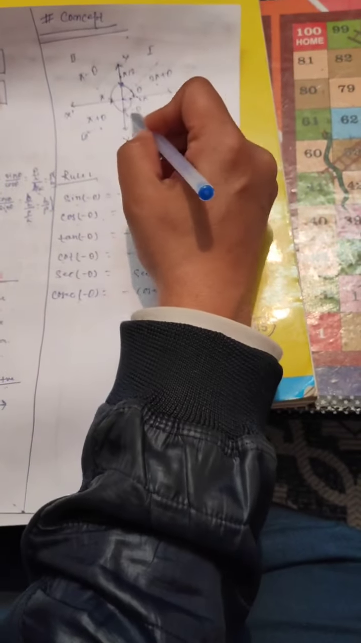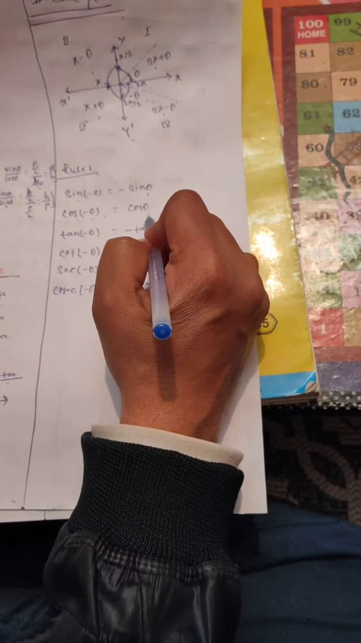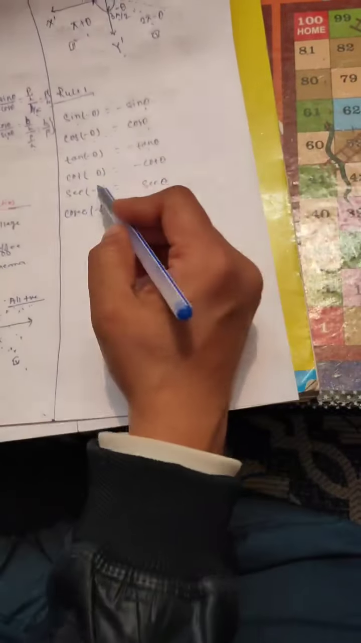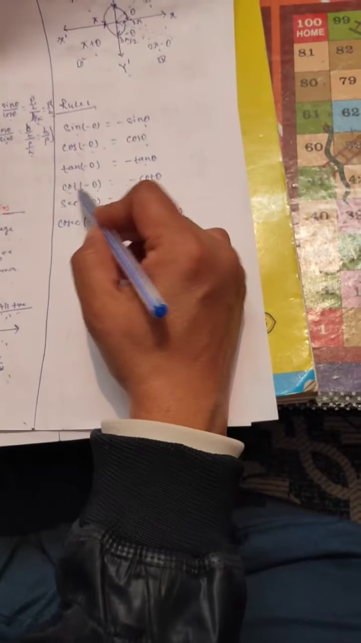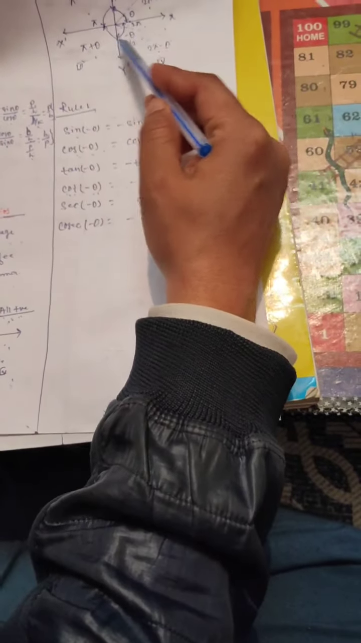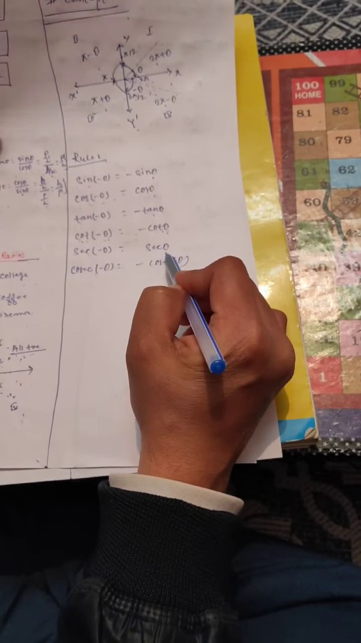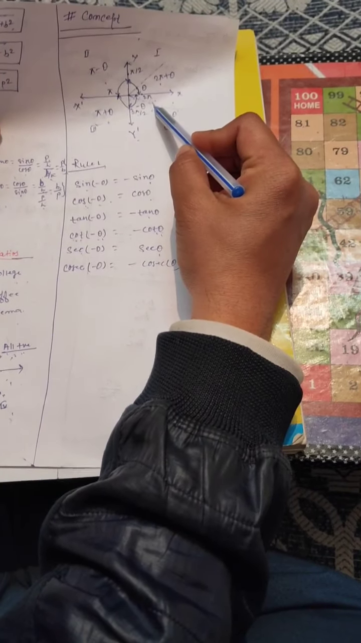Cos minus theta is in the fourth quadrant, where cos theta is positive. So cos minus theta equals cos theta. Tan minus theta is in the fourth quadrant, where tan theta is negative, so tan minus theta equals minus tan theta. Cot minus theta equals minus cot theta, since cot theta is negative in the fourth quadrant. Sec minus theta equals sec theta, since sec theta is positive in the fourth quadrant. Cosec minus theta is negative in the fourth quadrant, so cosec minus theta equals minus cosec theta.